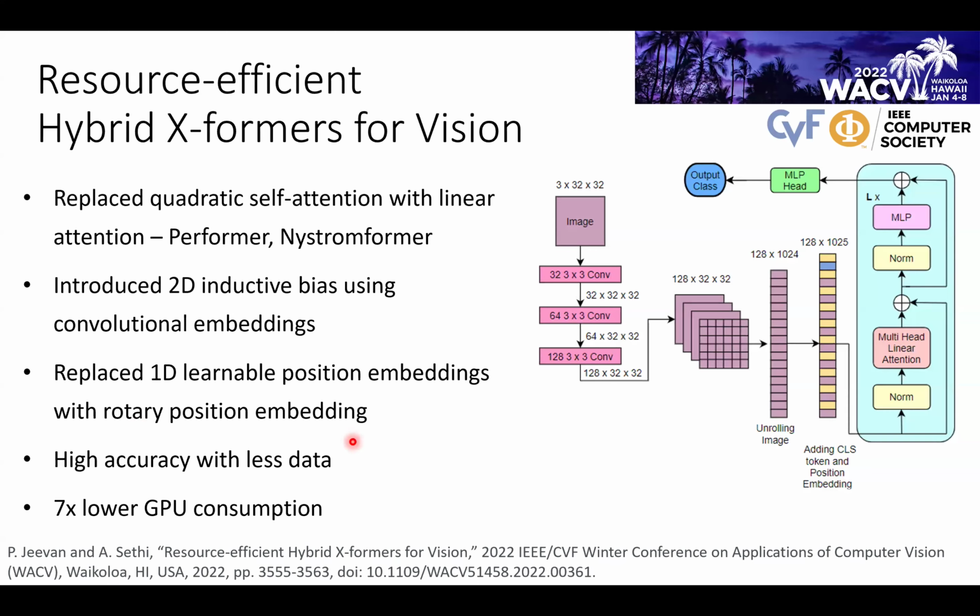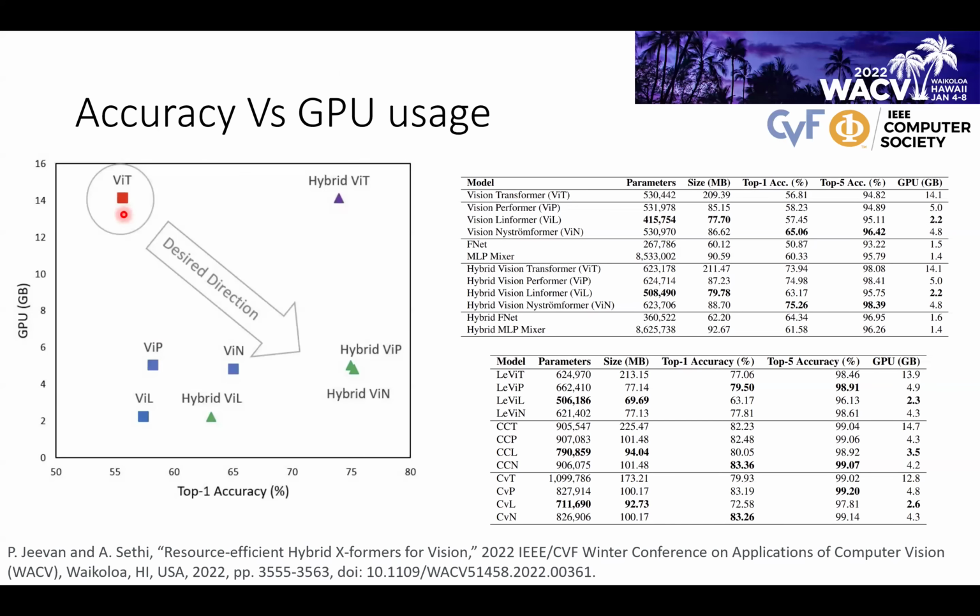And all these three changes actually enable the model to give better accuracy with much lesser GPU consumption. As the graph shows, the original ViT model has very high GPU consumption and low accuracy. But when we change the quadratic to linear attention, we still have the same kind of accuracy. These are Vision Performer and Nyströmformer. And when we make the model hybrid by adding convolutional embeddings, there's an increase in performance. At the same time, there's a 7 times drop in GPU consumption.